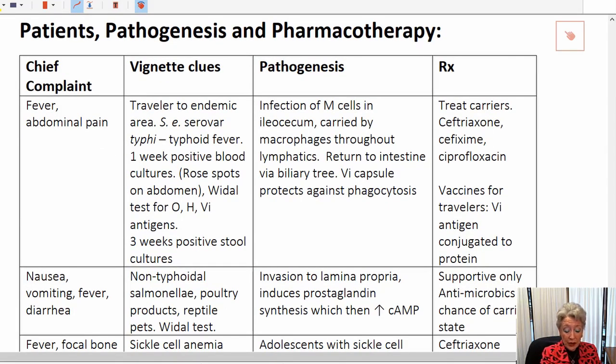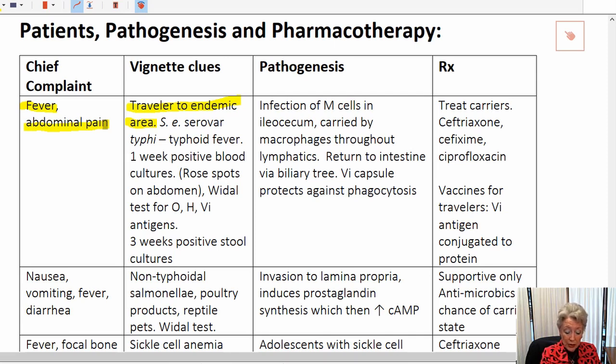Now, in the case of my pathogenesis, if we're talking about typhoidal salmonella, remember it's going to have to be a traveler to an endemic area. We do not have typhoid fever in the United States, but that person would not present with diarrhea, but instead with fever and abdominal pain.